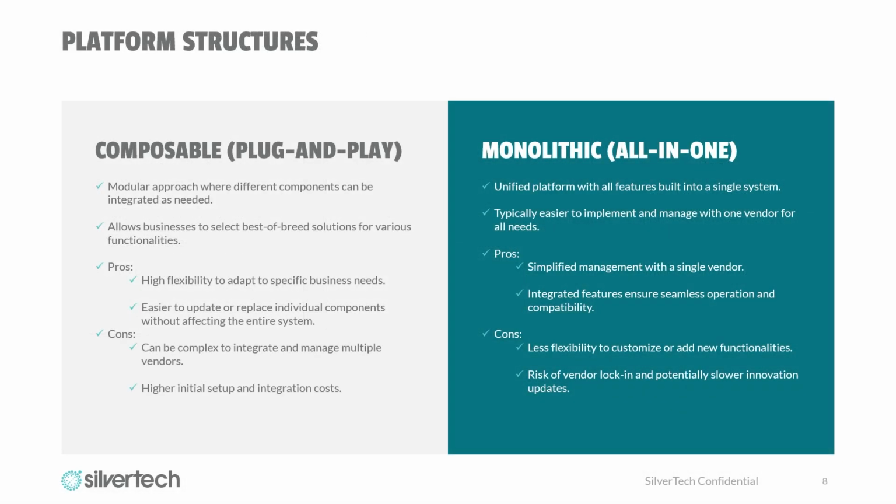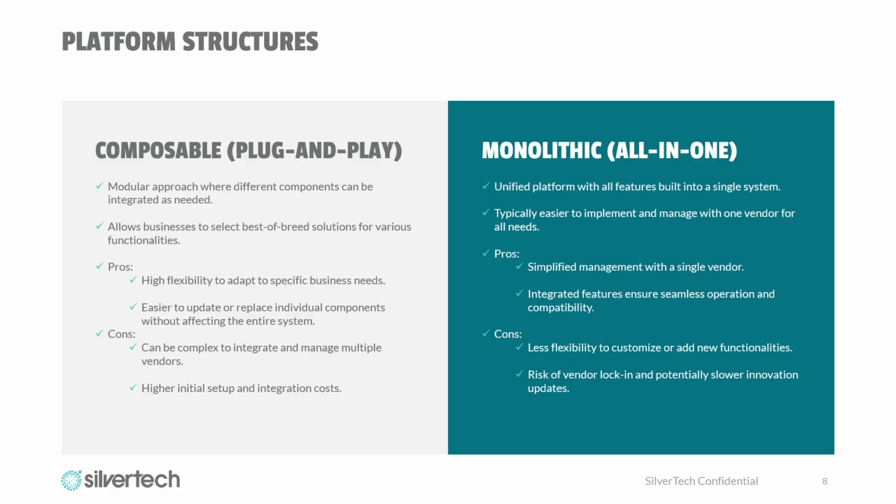Item number 4 on our agenda is platform structures. Composable, also called plug and play, versus monolithic or an all-in-one solution. A composable solution is also generally marketed as a best-in-breed solution, a content management system or a digital experience platform that instead of trying to do everything by itself, will instead round up, quote, best-in-breed software that's really good at what it does, and it ties it all together for you.